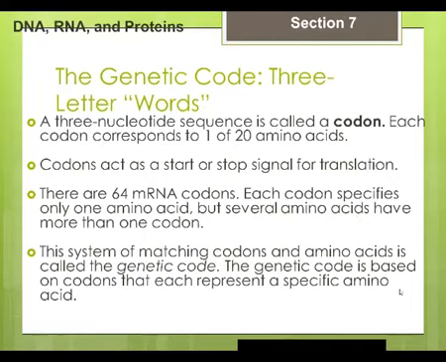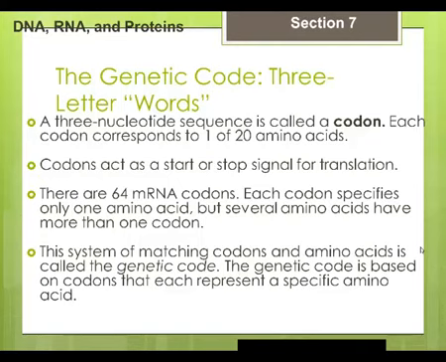So the genetic code is based on three-letter words. A three nucleotide sequence is called a codon. We end up with this section of mRNA, and for every three nucleotides, it has what's called a codon. Each codon corresponds to one of 20 amino acids. Remember, amino acids are the building blocks that make proteins. For every three nucleotide sequence, a certain amino acid is attached. Those amino acids, as they form long strands, eventually build proteins. Codons also act as a start or stop signal for translation, telling where translation will start and where it will stop.